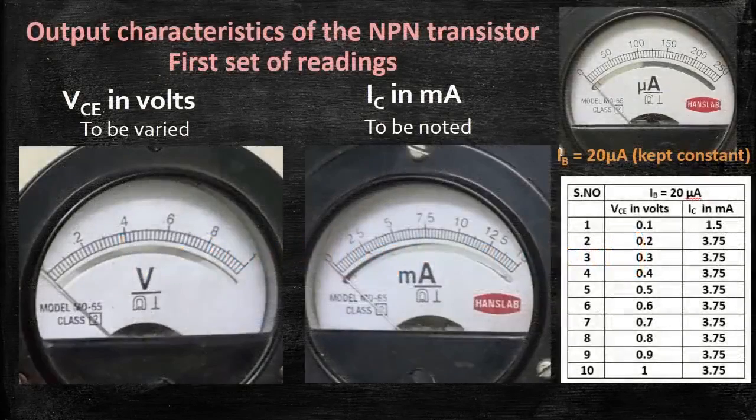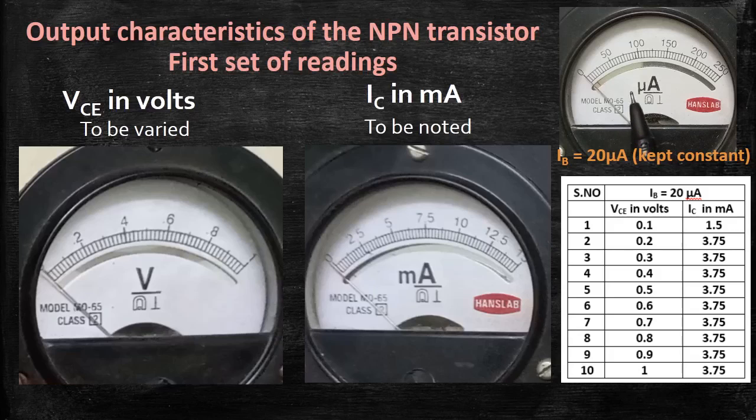Now we are going to measure the third parameter of the transistor. The third parameter of the transistor is called output impedance. To calculate the output impedance, what do we have to do? We have to vary the value of VCE, that is the voltage across collector and emitter. The corresponding collector current, IC, is to be found out. But which one should be kept constant?